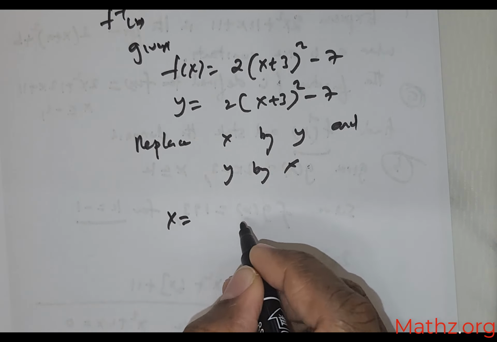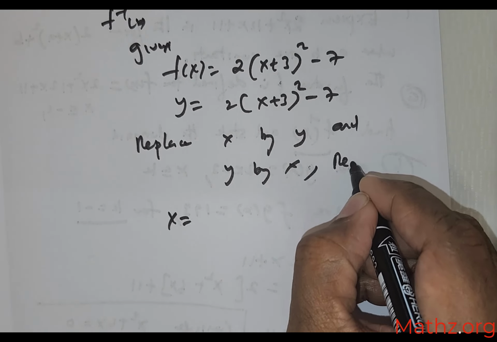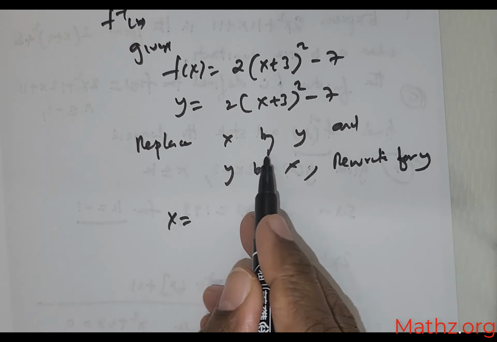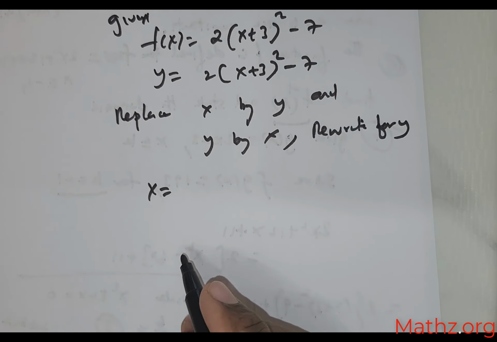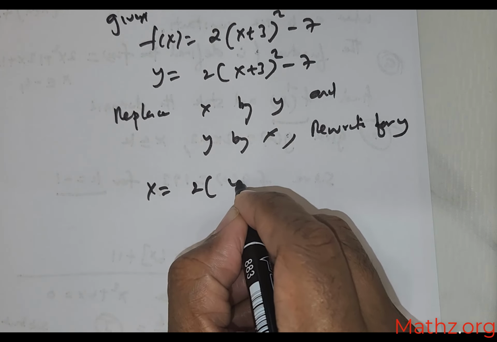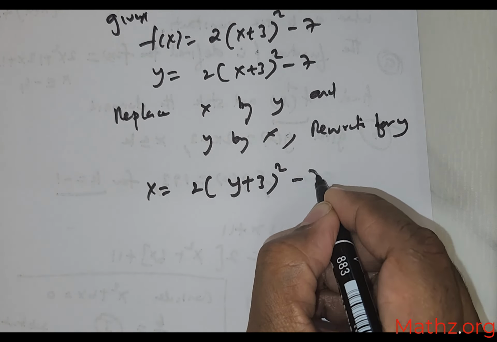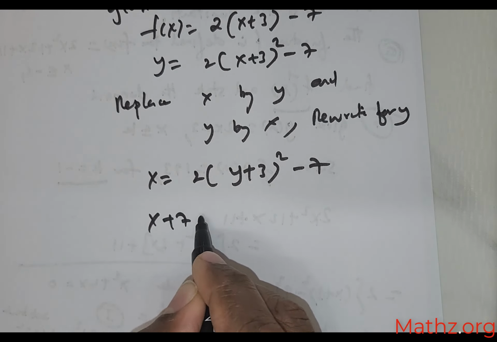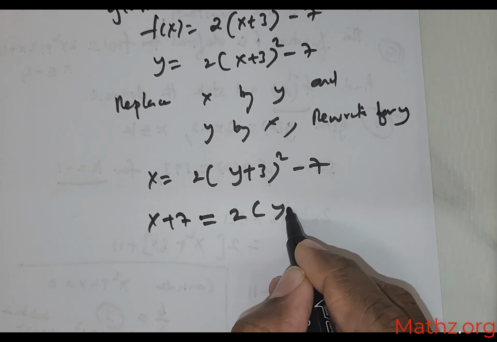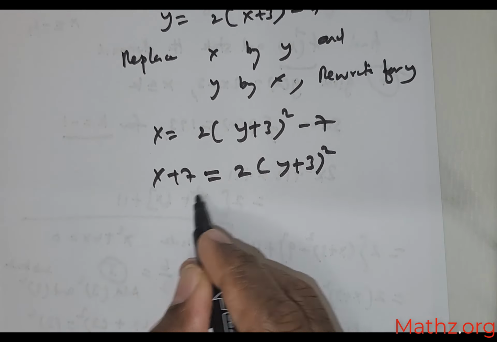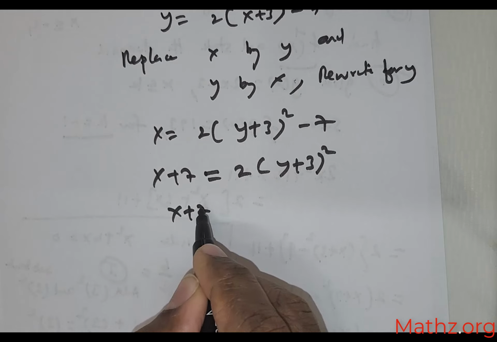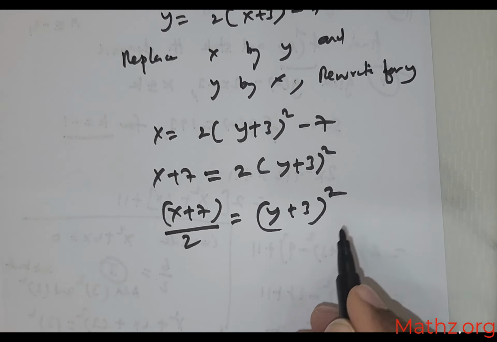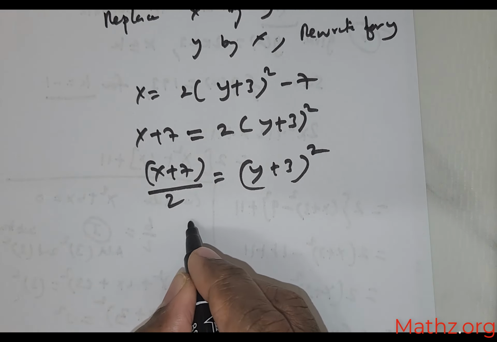And then you rewrite for y. After you have done that, rewrite for y. That is how we get f inverse of x. So this is going to be x equal to 2 times (y + 3) the whole squared - 7. I can rewrite this as x + 7 equal to 2 times (y + 3) the whole squared. You bring the 2 down, so it's going to be (x + 7) divided by 2 equal to (y + 3) whole squared.